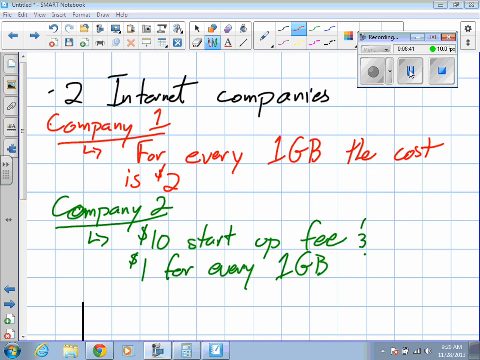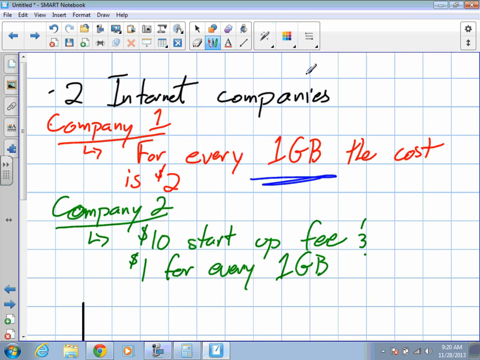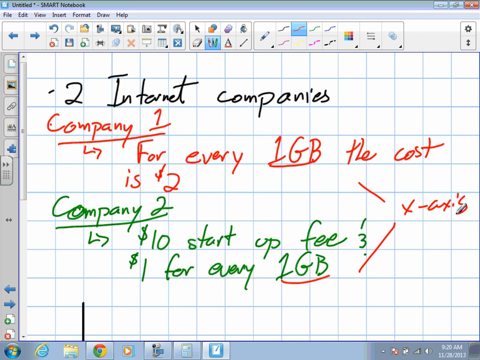So, our independent is our gigabytes. So this means our gigabytes of both of these are going to be our x-axis. Okay? These are independent variables. Which means what is our dependent? Depending on how many gigabytes we use, what happens? Our cost increases. So the amount of money we use. Okay, this will go on the y-axis. This is our dependent variable, which is our y.